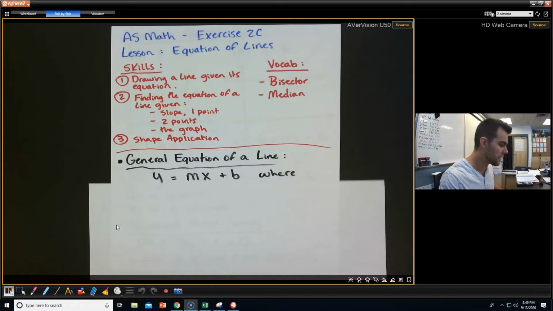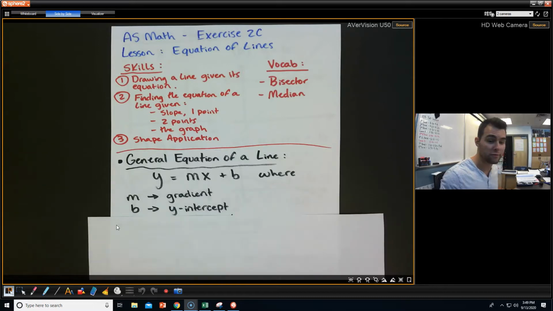General equation of a line. Well, we know that's y equals mx plus b. All reliable, okay? Where our m is our gradient or our slope, our rise over run, and then b is our y-intercept, okay? This is the key right here.